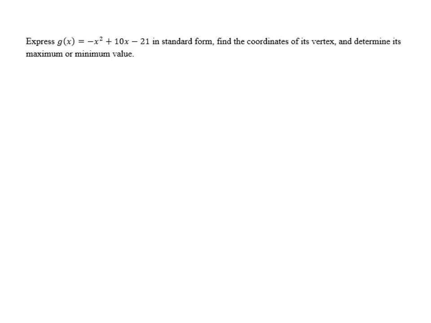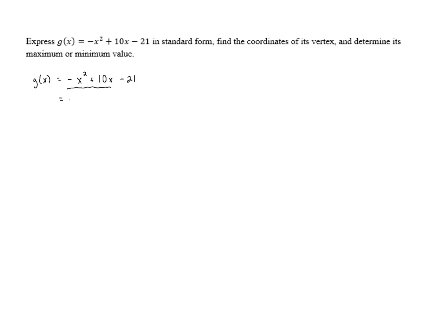Express g of x equals negative x squared plus 10x minus 21 in standard form, find the coordinates of its vertex, and determine its maximum or minimum value. Just like the last problem, we're going to have to complete the square, but because of the negative in front of the x squared, we've got to do one extra step. So we're going to start by just looking at the variable terms, and we're going to leave that constant term on the outside for now.